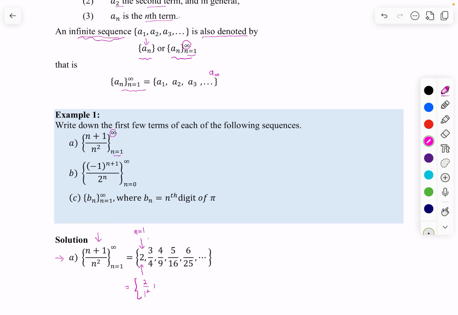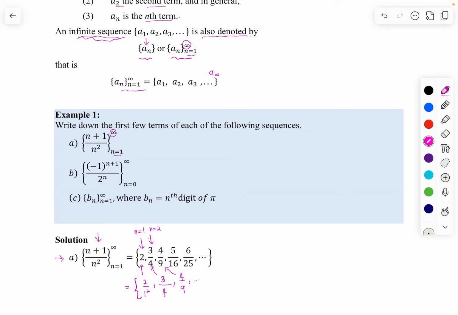Okay, second term, you should get this one, that is n equals 2. So 2 plus 1 is 3, divided by 2 squared, which is 4. So that's why the second term is 3 over 4. The third term, 3 plus 1, you get 4, and then 3 squared is 9. So that's why you get 4 over 9, and so on.